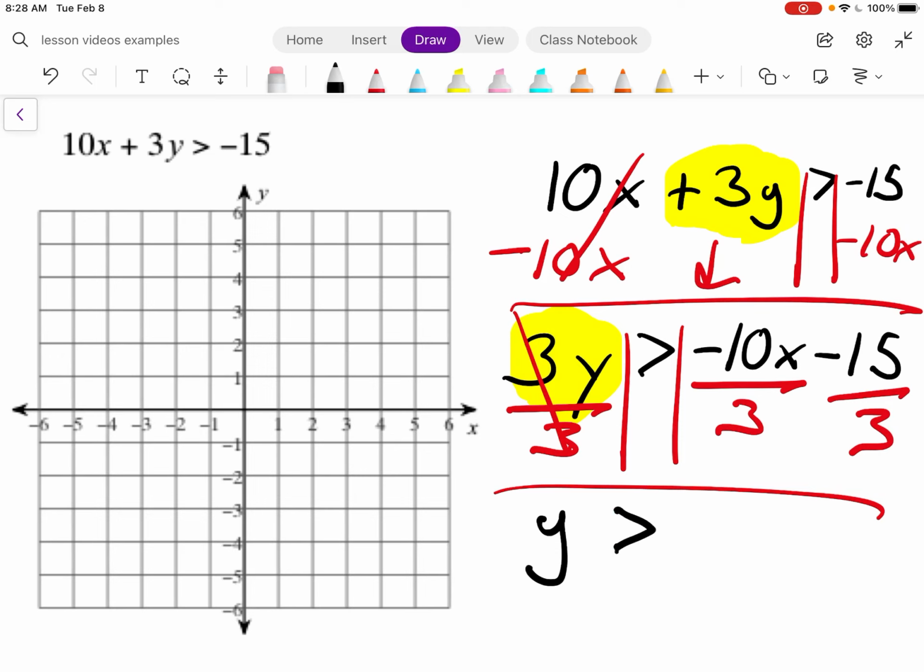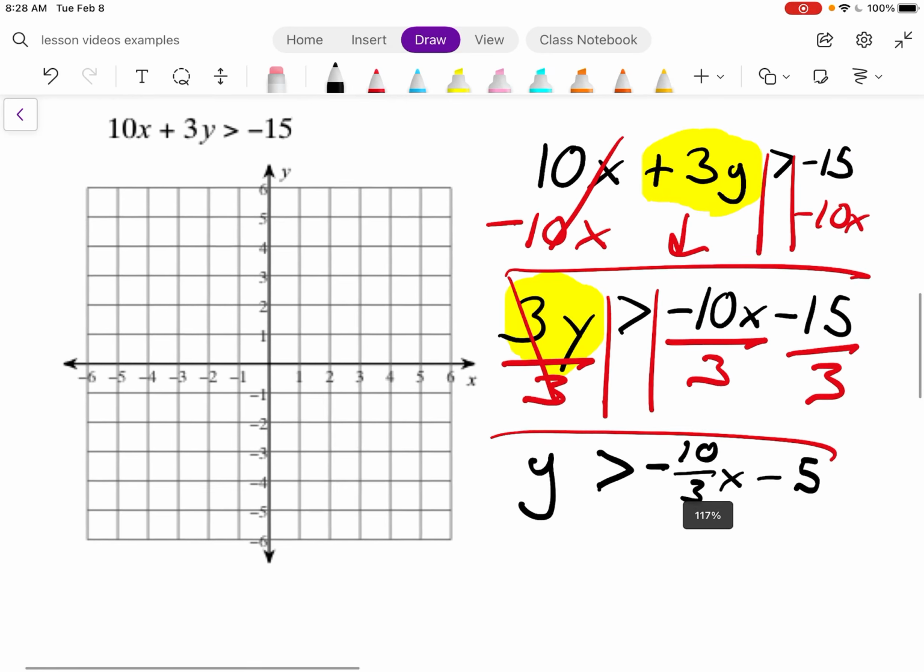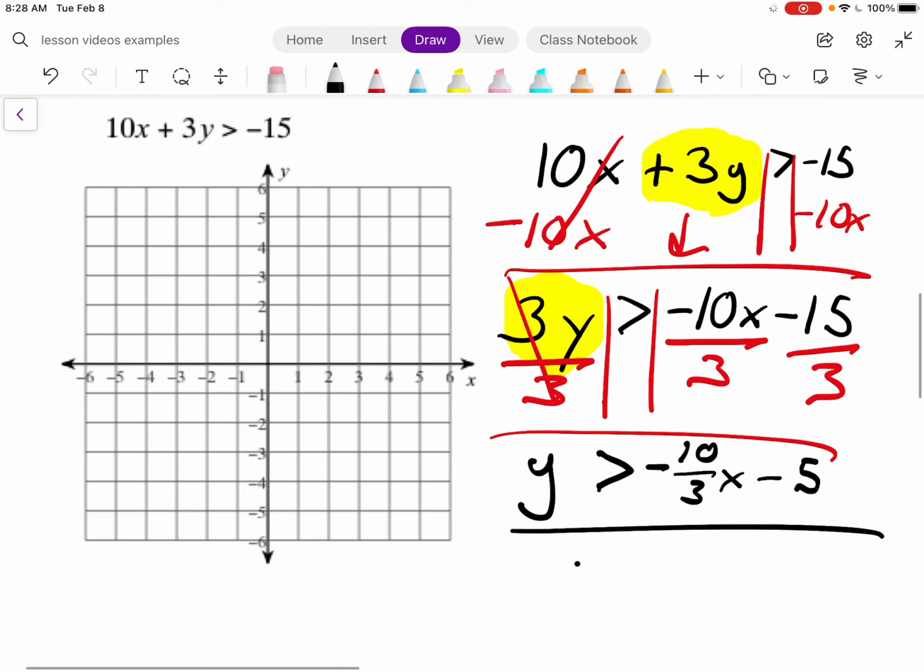Then we have negative 10x divided by 3. Well, negative 10x divided by 3 comes out to just negative 10 over 3x. It does not simplify or reduce. And for our final term, we have negative 15 divided by 3, and that is negative 5. So now we can graph this inequality with a slope of negative 10 over 3 and a y-intercept of negative 5.